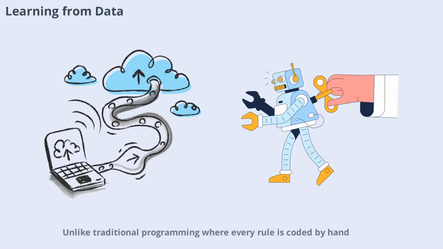Unlike traditional programming, where every rule is coded by hand, machine learning systems use data to figure out how to perform tasks. Imagine giving a computer thousands of photos of cats and dogs. Instead of telling it exactly what a cat or dog looks like, you let the machine find patterns in the images. Over time, it learns to distinguish between the two on its own. This ability to learn from data is what sets machine learning apart and makes it so powerful in today's digital world.